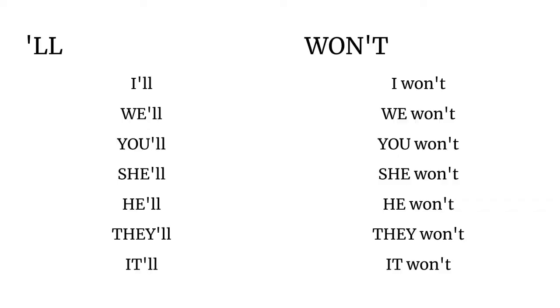Let's practice speaking them together. We'll start with 'll. I'll, we'll, you'll, she'll, he'll, they'll, it'll. Now, let's do won't. I won't, we won't, you won't, she won't, he won't, they won't, it won't.